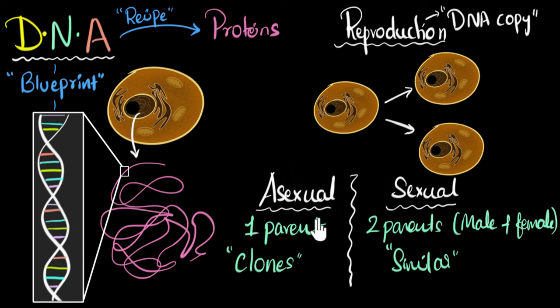And then finally, if we have just one parent involved in reproduction, we will say it's asexual reproduction, where the offsprings are clones of the parents because they have the exact same DNA as that of the parent. And if we have two parents involved in the reproduction, we call it sexual reproduction. Over here, the offsprings are not clones. They look similar, but not exactly the same, because their DNA is a combination of the DNA of the father and the mother.